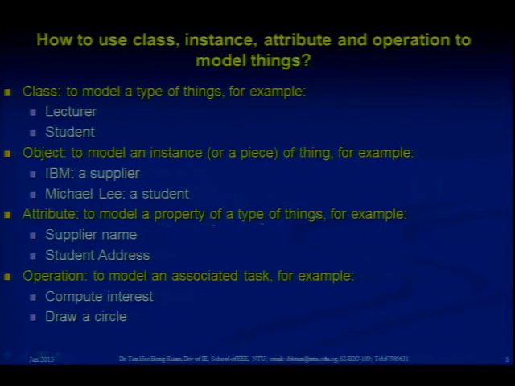Attribute is to model a property of a type of thing. Things like supplier name: supplier name is a property of all the suppliers, so that should be modeled as an attribute. Student address is a property of students in general, so that should be modeled as an attribute. Operation is to specify associated tasks. Things like compute interest, draw, and circle should all be modeled as operations.